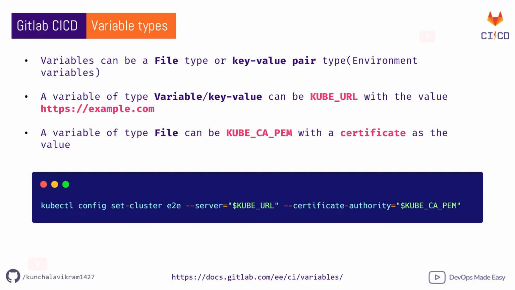And also sometimes you need to store the variables in the form of files, just like your PEM files or Kubernetes kubeconfig files. Anything, you can store as a file and use that file using, again, dollar and the name with which you stored that variable. If you see here, we are just setting a cluster in the kubeconfig file using the file information stored in the variables.